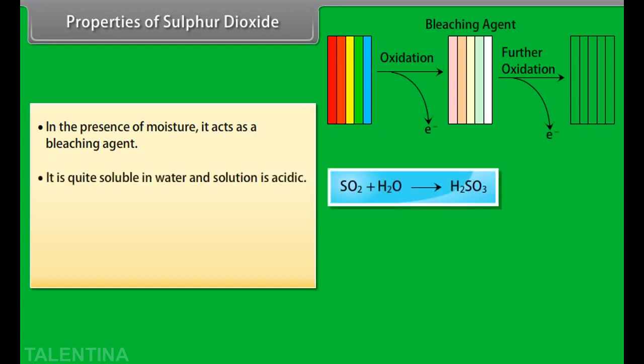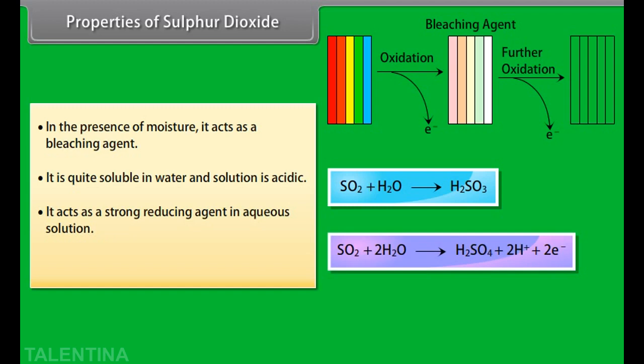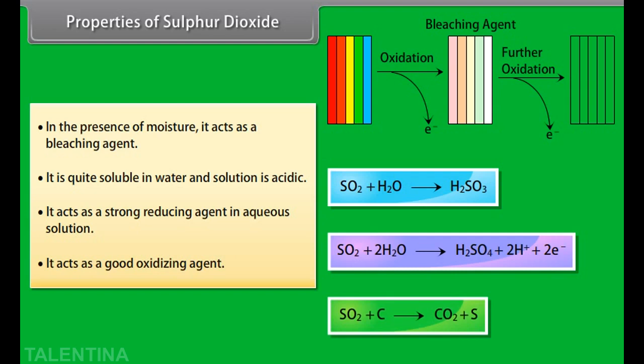It is quite soluble in water and the solution is acidic. It acts as a strong reducing agent in aqueous solution. It also acts as a good oxidizing agent. For example, at 1000 degrees Celsius, it oxidizes carbon into CO2.